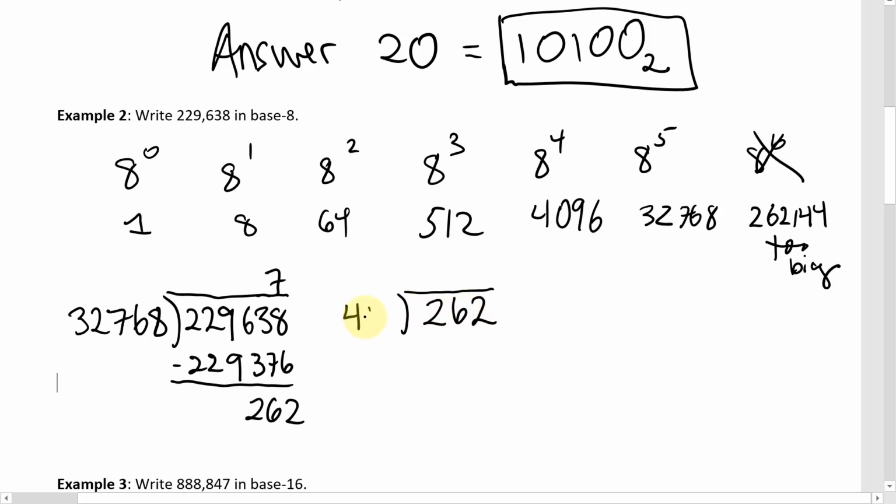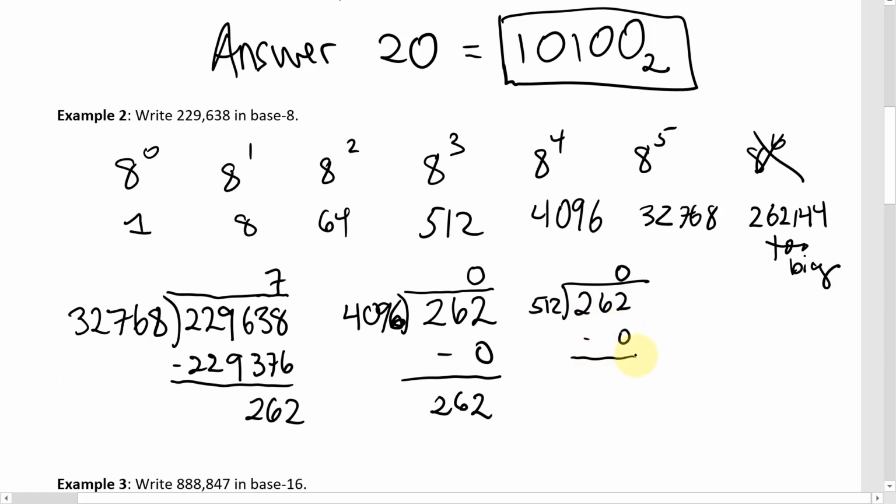So 262 divided by 4096. Well, obviously 4096 is much bigger than 262, so it goes 0 times. You won't need any number of this value. So 0 times 4096 would of course be 0. Subtracting means that I still have the 262 remainder, so I go to the next lower power, which is the 512, which also is larger than 262, so that's another 0. 0 times 512 is still 0. So I still have the 262 remainder.